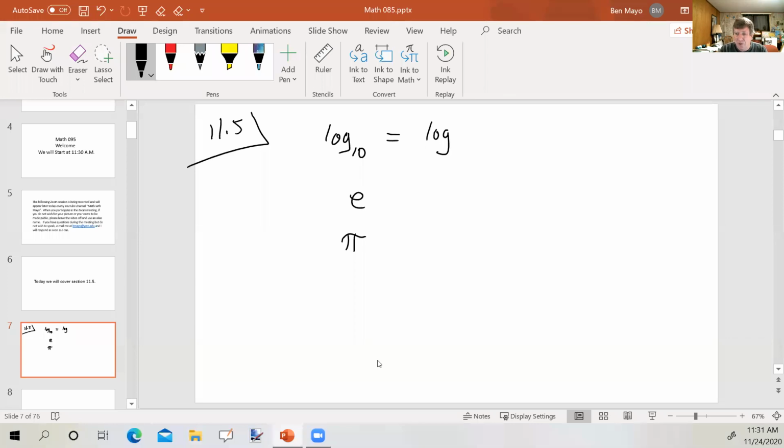Pi is used when we're dealing with circles, circumference, area of circles, diameter, etc. Pi is approximately 3.14. E is approximately 2.71828, or even just approximately 2.7. E is used when we're dealing with a population that is either growing or decaying continuously.